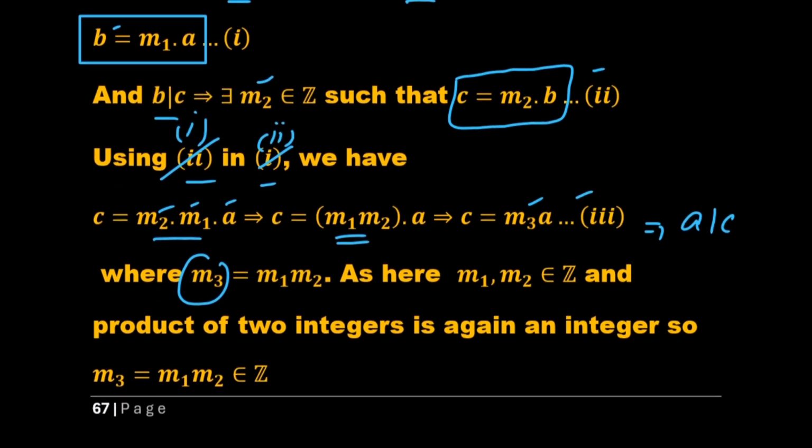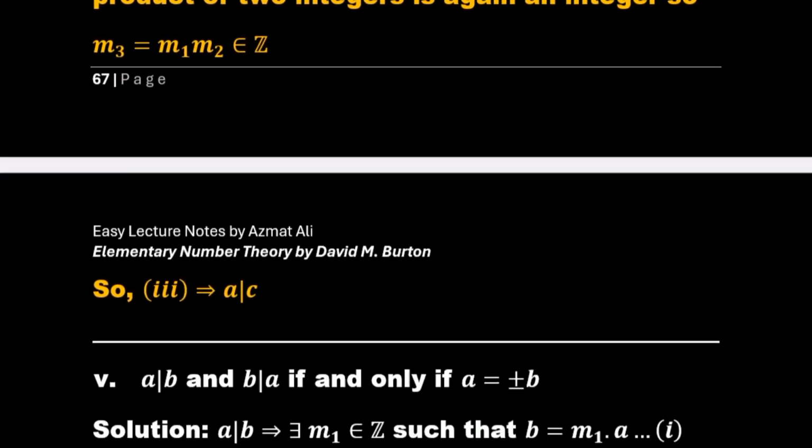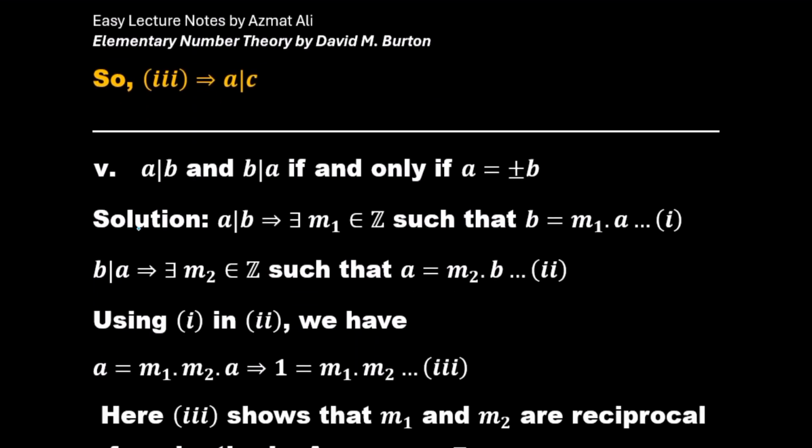which completes the proof. Fifth one, if A divides B and B divides A, this is possible if and only if A is equal to plus minus B. A divides B. When A divides B, there exists an integer m1 such that we can write B is equal to m1 into A.